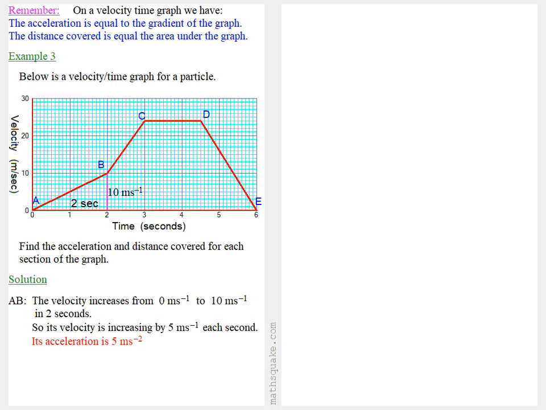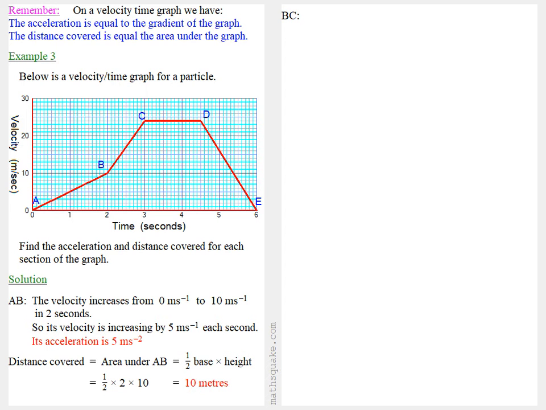Now we could just look at the line AB. Under it we have a triangle with a height of 10 and a base of 2. So the gradient is 10 over 2, which is 5. So again, the acceleration is 5 metres per second squared. Now the distance covered is the area under AB. So it's a half times the base times the height, which is a half times 2 times 10, which is 10 metres.